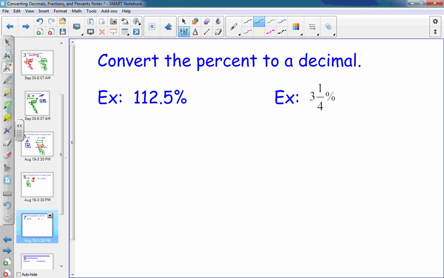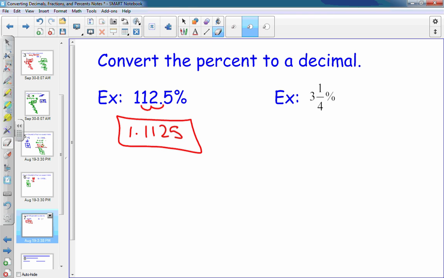Okay, how do I convert the percent to a decimal? Percent to a decimal. How do I make that a decimal? 2 places to the left. 1, 2. So that's 1.1125. Nope, I added another 1 in there, didn't I? Oopsie. Do we all see that?